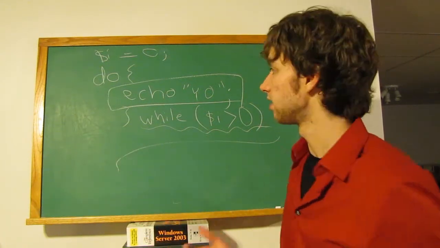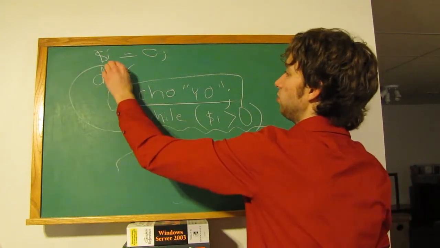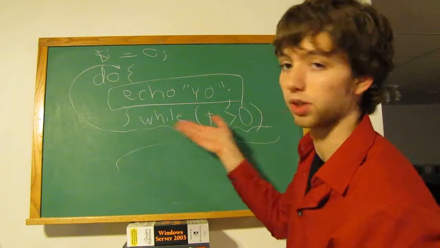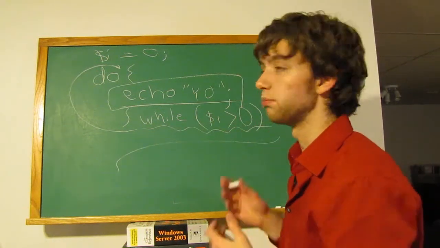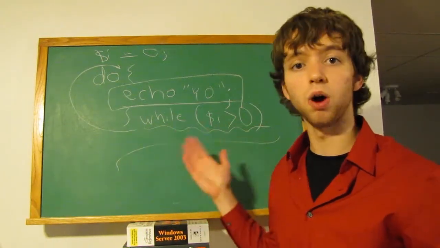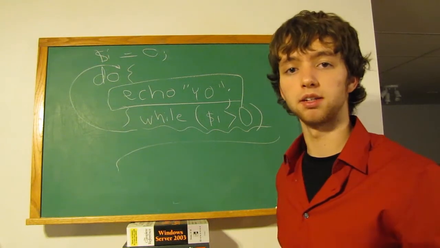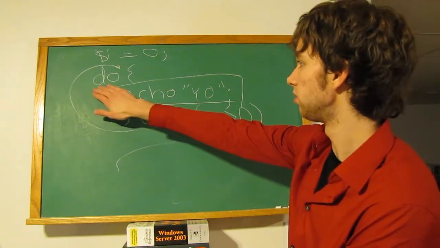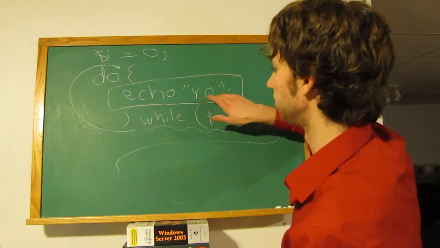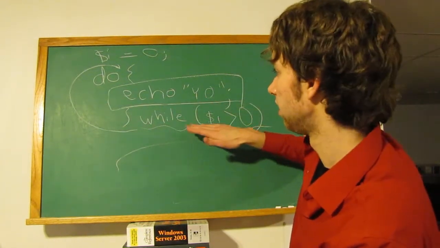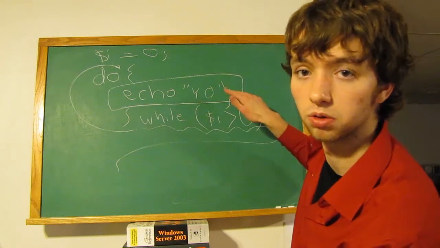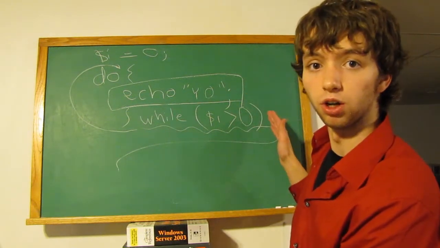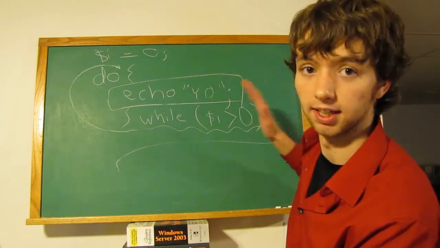But if it is, it's going to go back up to the do. It's going to do what we told it to do, and then it's going to test it again. So the main thing is that with a do while loop, it will always be executed at least once. Because if we're running through this, it says do. This is what it's going to do. Before it even tests anything, it's going to echo yo. And if $i is greater than 0, it's going to echo yo again.